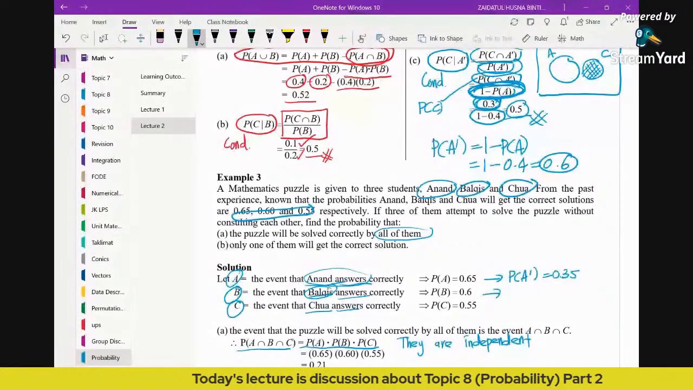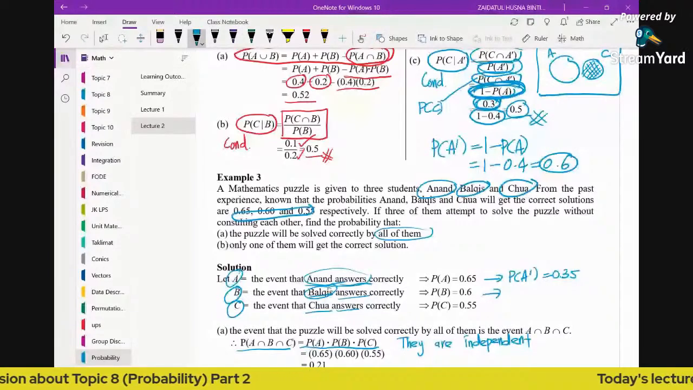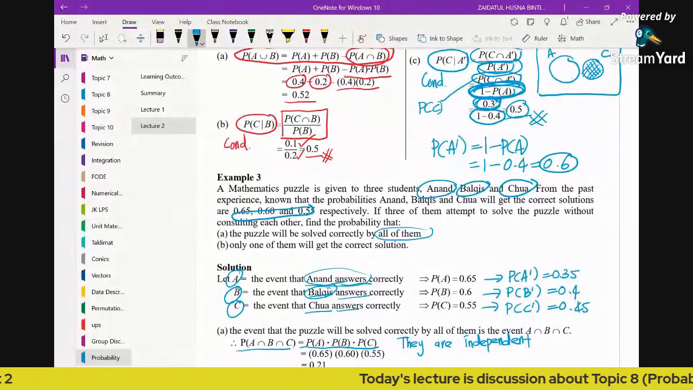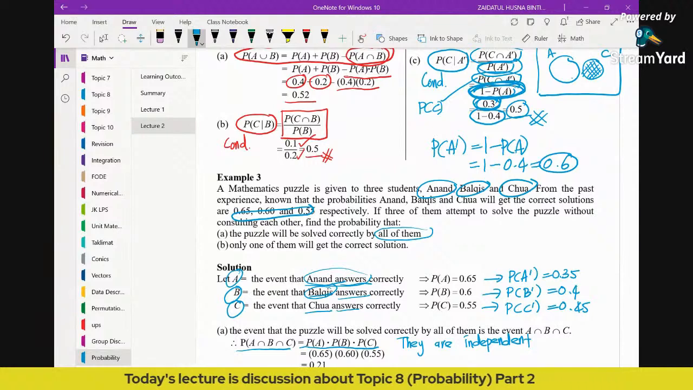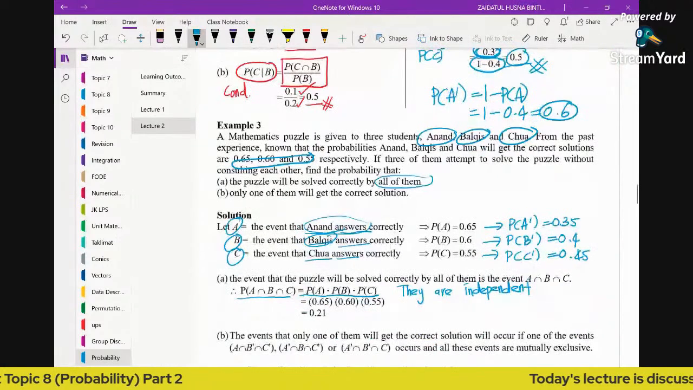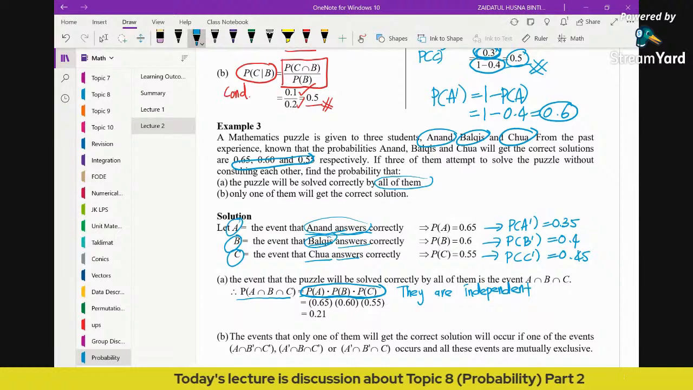And ini pula, kalau probability of B is 0.6, so probability of B prime adalah complement event, so 0.4. So 0.45. So ABC ni dia adalah independent sebab tak kisahlah Anan betul ke, Balkis betul ke, dia tak mempengaruhi Chua. So we can say that ABC they are independent, so that's why we can come up with this formula. So probability of A intersect B intersect C is equal to probability of A multiplied by probability of B multiplied by probability of C. So this is the answer.